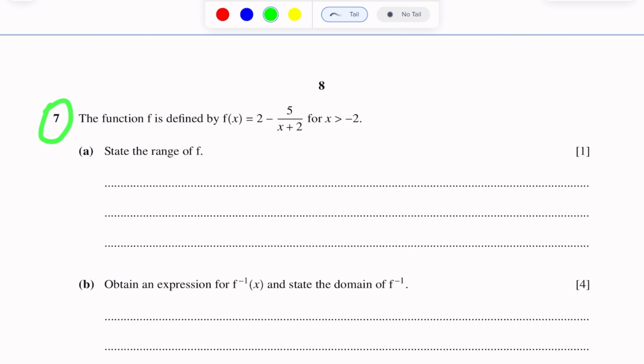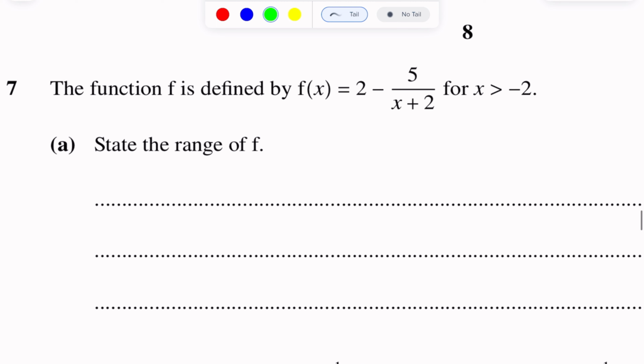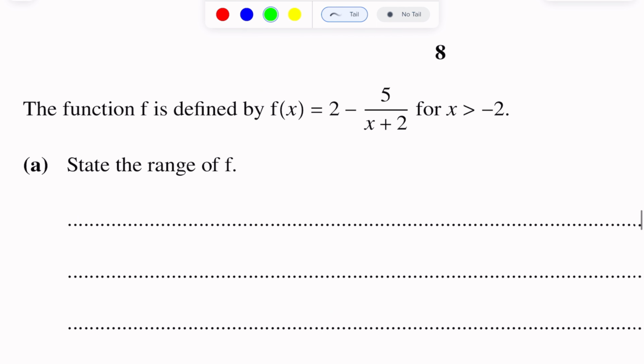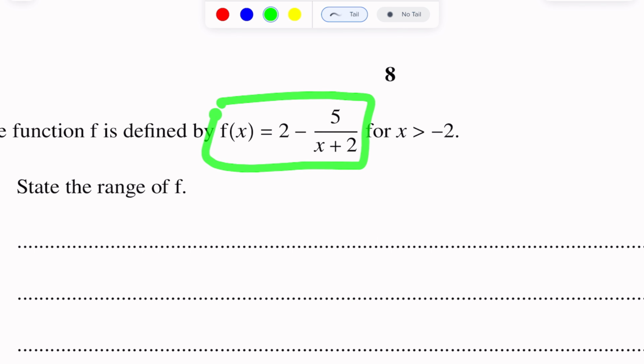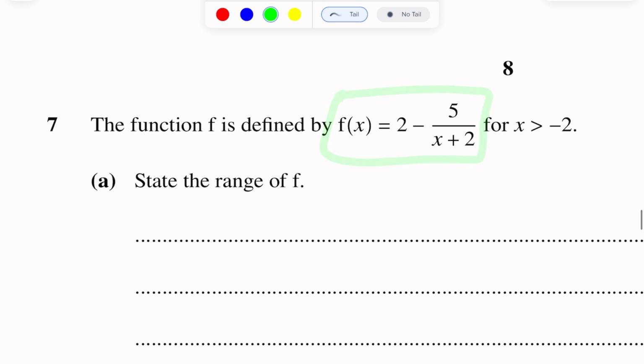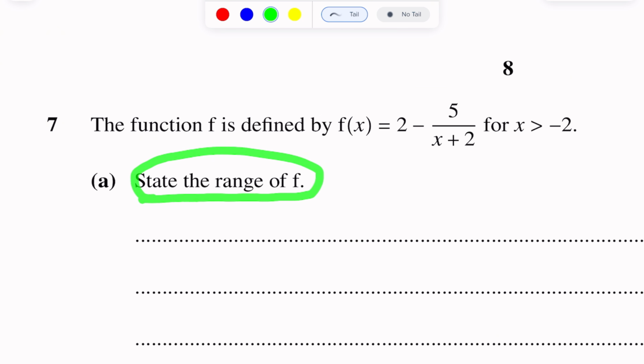Question 7. This question is from functions. The function f is defined by f(x) = 2 - 5/(x + 2) for x > -2. x > -2 is the domain of this function. State the range of the function.